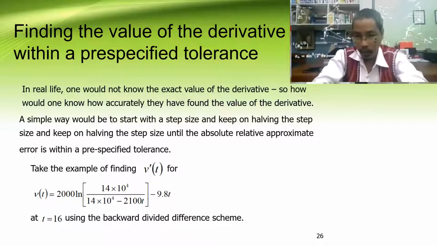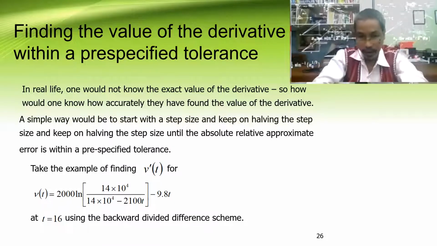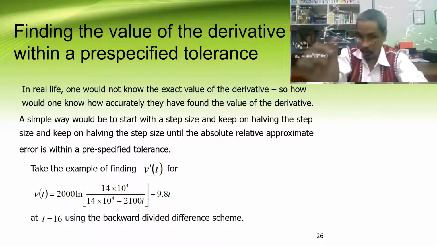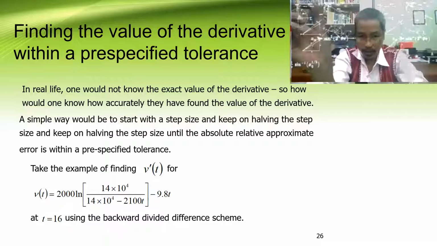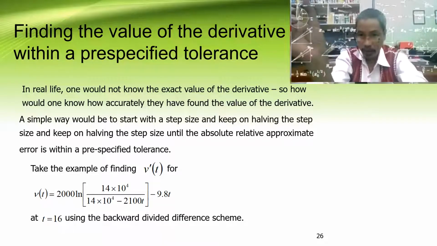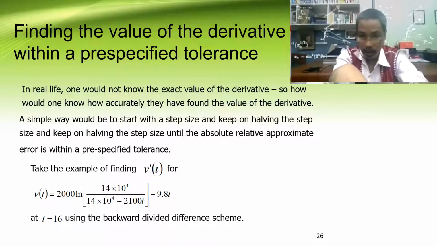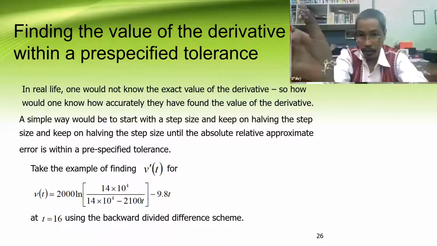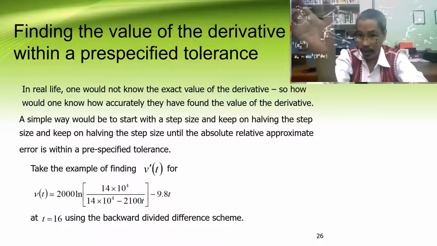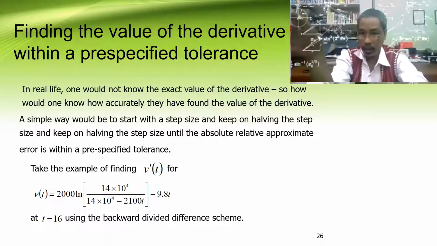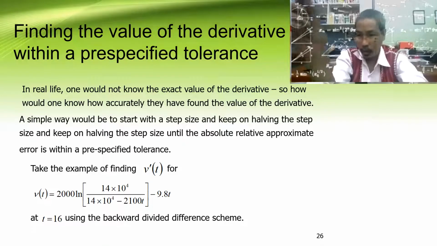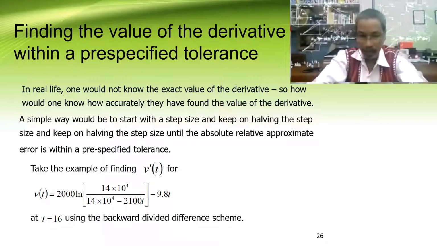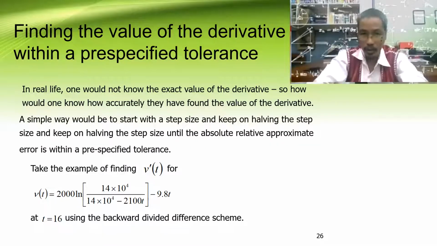So if your error is not yet within the tolerance, make the step size smaller, or in this case, they recommended to make it half. So 2 seconds, make it 1 second. That is half of 2 seconds. If still not yet within the tolerance, 1 second divided by 2 is 0.5 seconds. And so on, until it is within the tolerance.